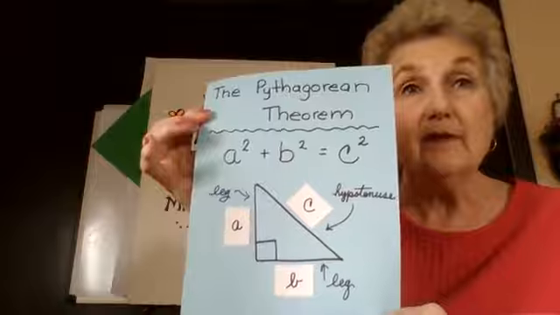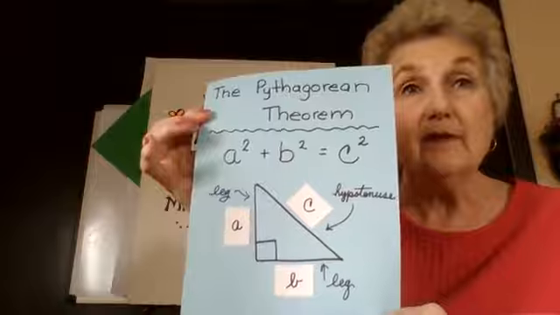Notice it's a right triangle because of the 90-degree angle in the corner. One leg is called A, the other leg is called B. Those are the two rays that come off of the right triangle base here. And the line across from the 90-degree angle is called the hypotenuse. That's where we left off last time.